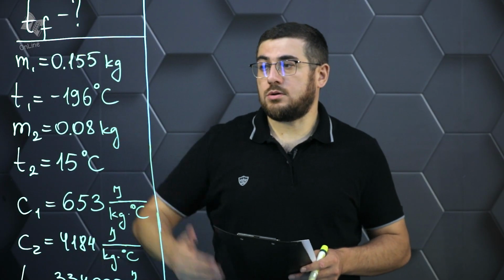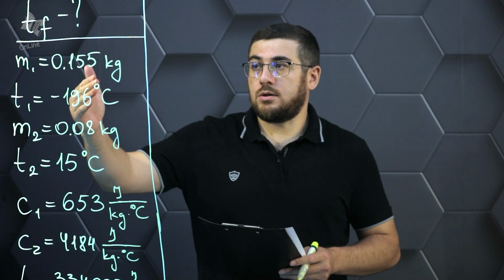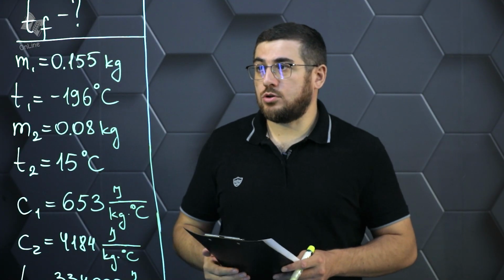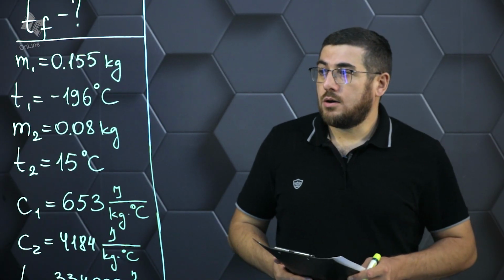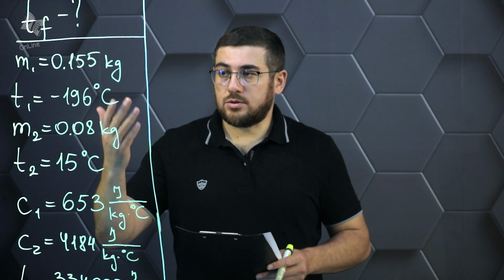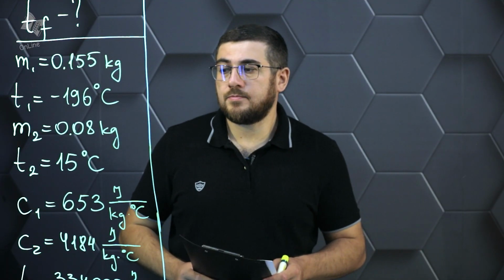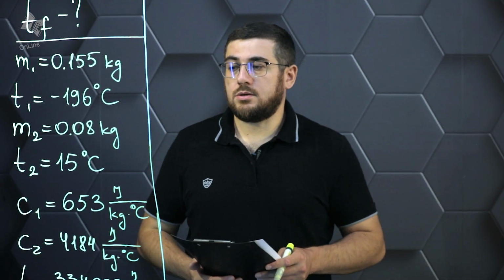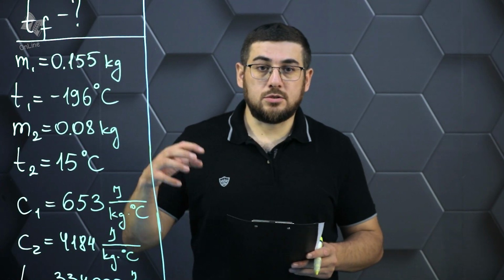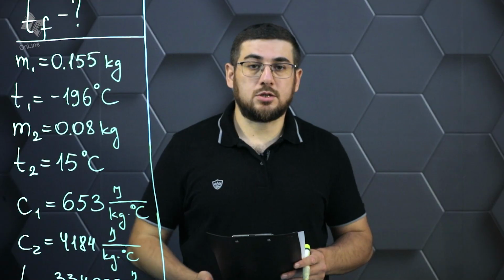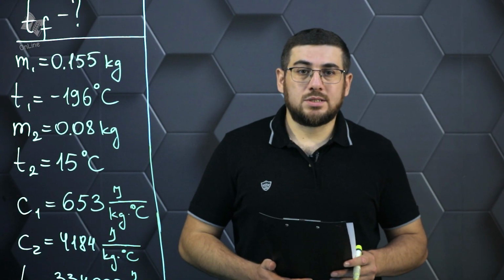So the data is already written out here, and we've immediately converted it to the International System of Units. Therefore, the mass of the aluminium cylinder is 0.155 kilograms, and the mass of the water is 0.08 kilograms. Note that the temperature here really does correspond to the temperature of liquid nitrogen, minus 196 degrees Celsius, which is extremely low. Now, we need to figure out what will happen if this cooled aluminium cylinder is placed in water at 15 degrees Celsius. What will ultimately happen in this system?